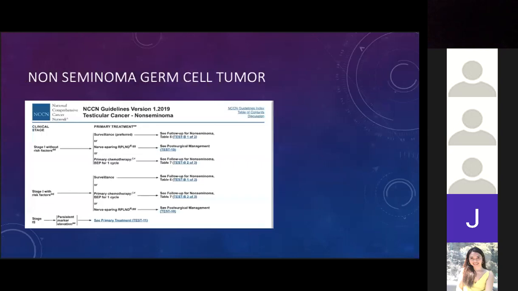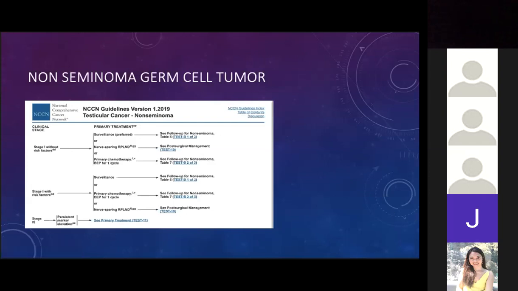So this is based on the NCCN guidelines. This is the latest for testicular cancer, non-seminoma. For stage 1, without risk factors and with risk factors, the primary treatment is surveillance, nerve-sparing RP-LND, or primary therapy with 1 cycle of bleomycin, etoposide, and cisplatin.